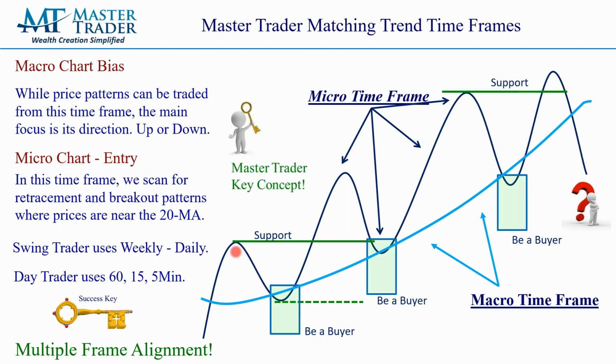Simple concept. You've heard this probably 100 times: what was resistance becomes support. So as prices go through that, our expectation is that as it pulls back to that level, there'll be buyers there. If it pulls back down to the prior swing low, there'll be buyers there. And we just continue that process.